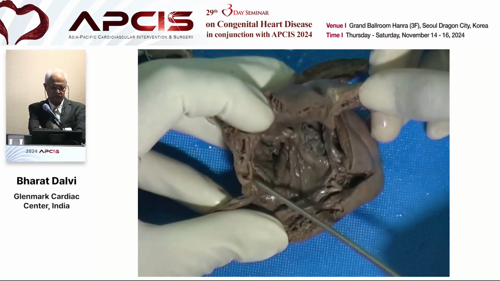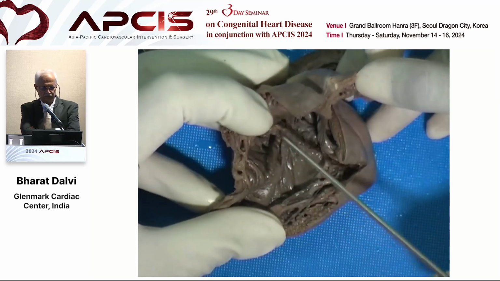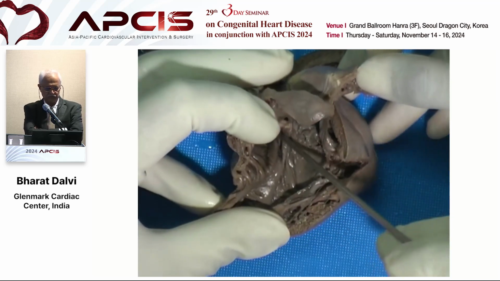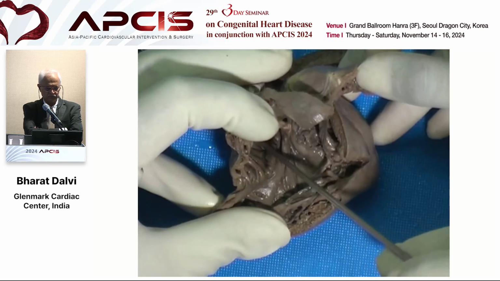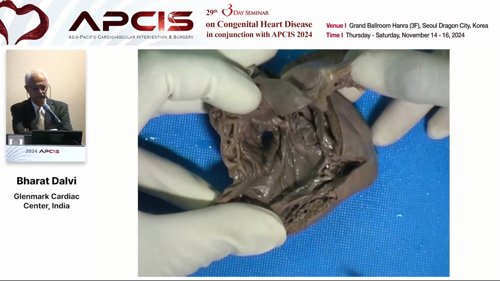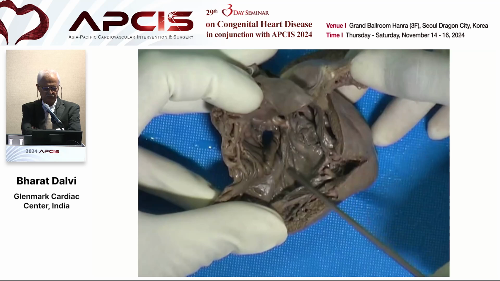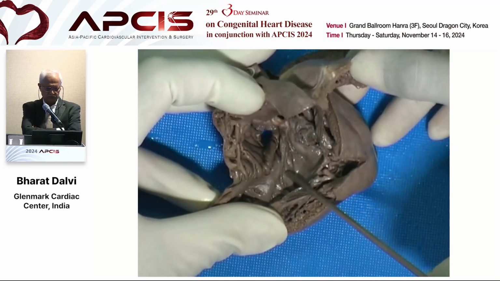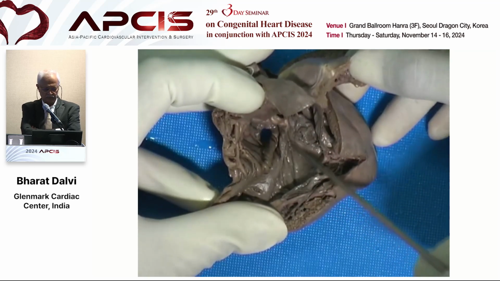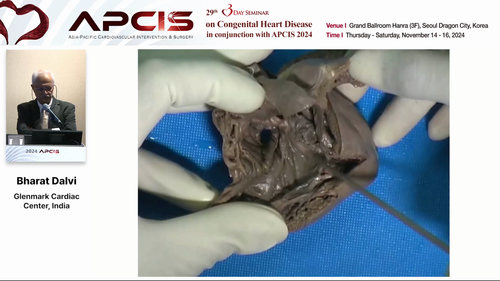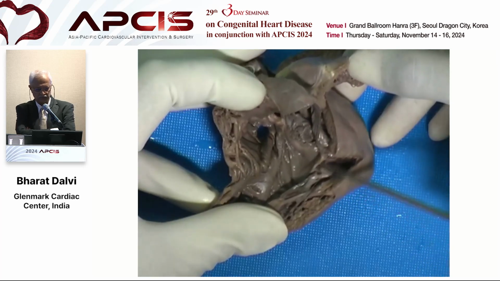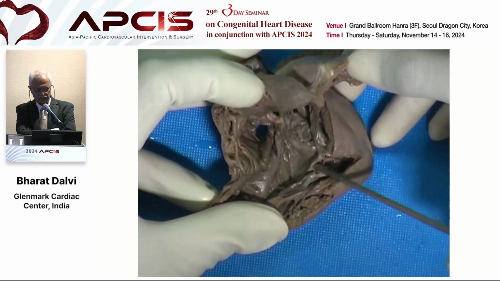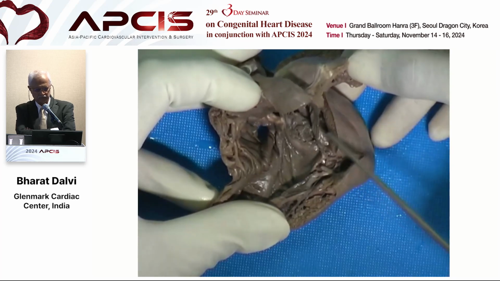So this is a dilated right atrium, and you can see that there is a large secundum atrial septal defect here. And you can see that there is a displacement of the tricuspid valve leaflet. The septal leaflet of the tricuspid valve has moved down, and there is a complete tethering. I can't go underneath this septal leaflet of the tricuspid valve.